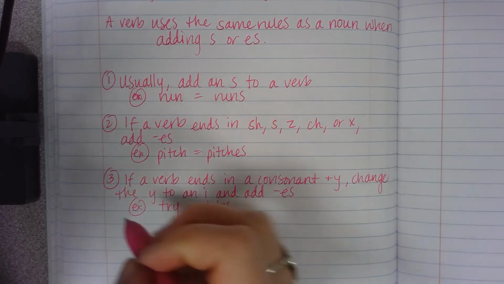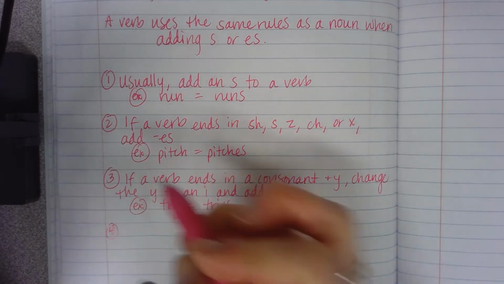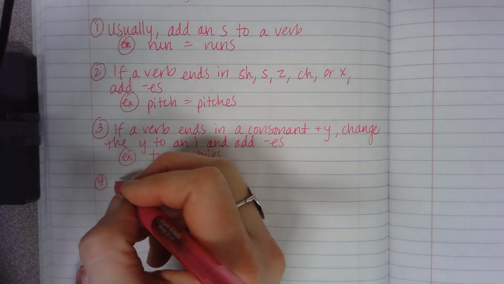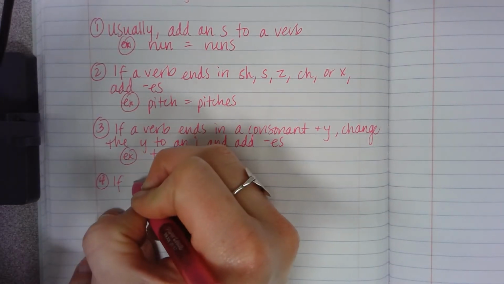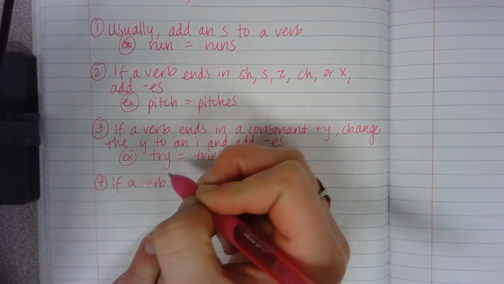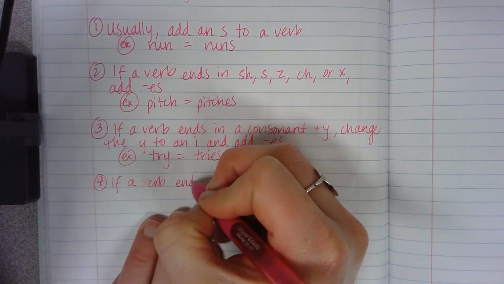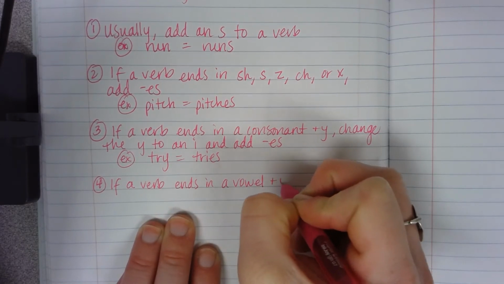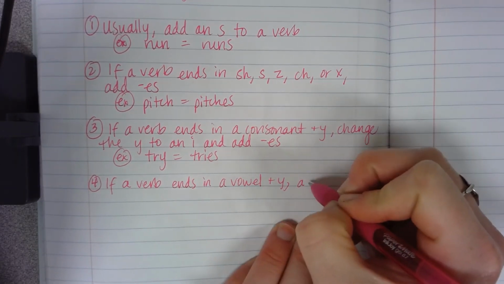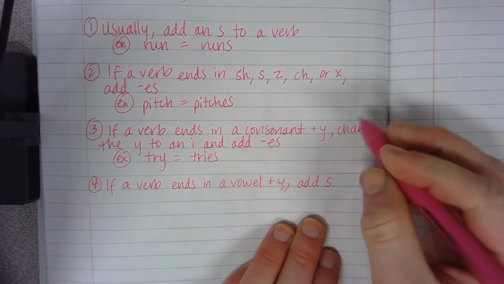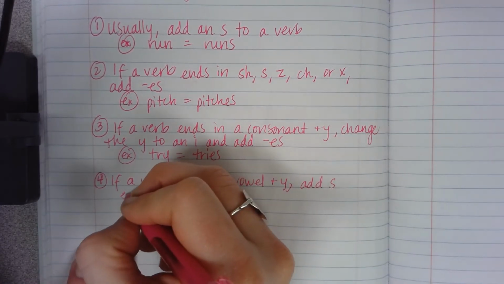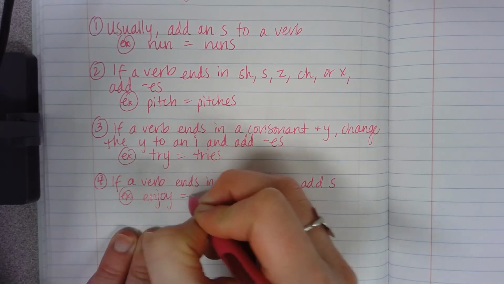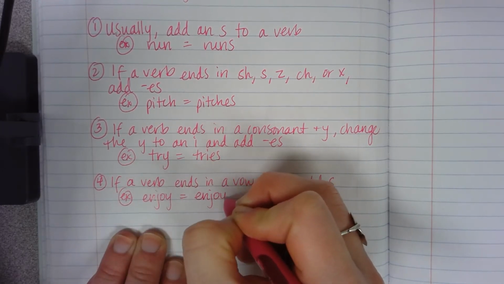And then rule number 4, and I'm kind of rushing through these just because we have spent quite a bit of time on them with nouns. So you have that whole chart. If a verb ends in a vowel plus Y, you add S to the end. So an example, enjoy would be enjoys.